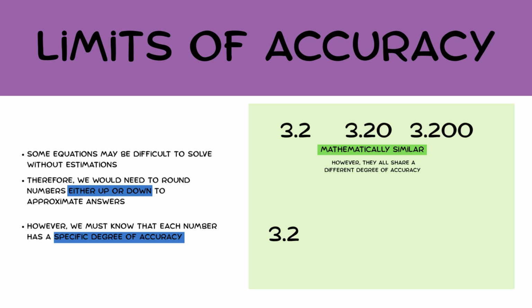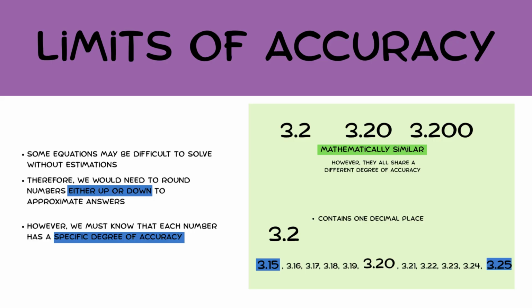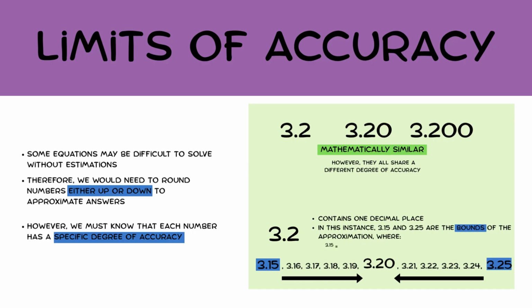3.2, for starters, is rounded to 1 decimal place. This means that any number between 3.15 and 3.25 would all round to 3.2 corrected to 1 decimal place. These numbers are known as bounds, where 3.15 is the lower bound and 3.25 is the upper bound.